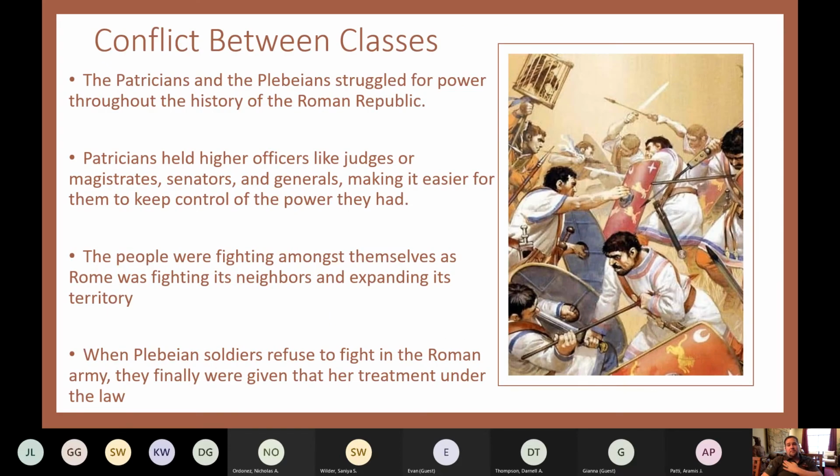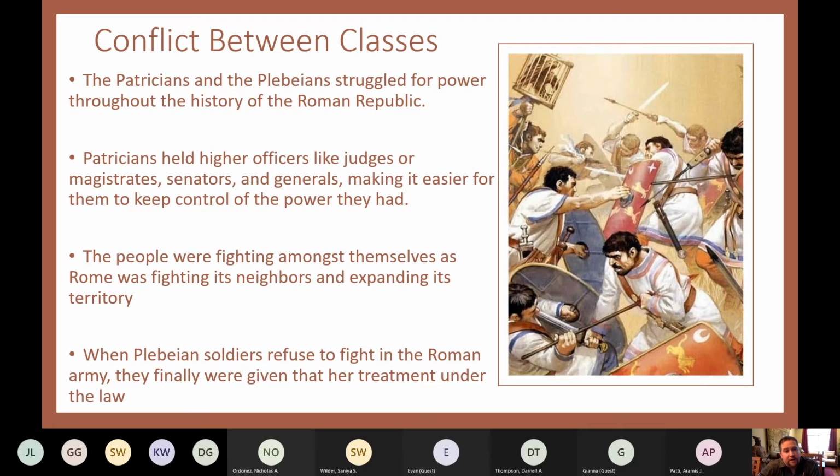And we have conflict between some of these classes. So the patricians and the plebeians often struggled for power throughout the history of the Roman Republic. Patricians held higher offices like judges or magistrates, senators, and generals, making it easier for them to keep control of the power that they had.